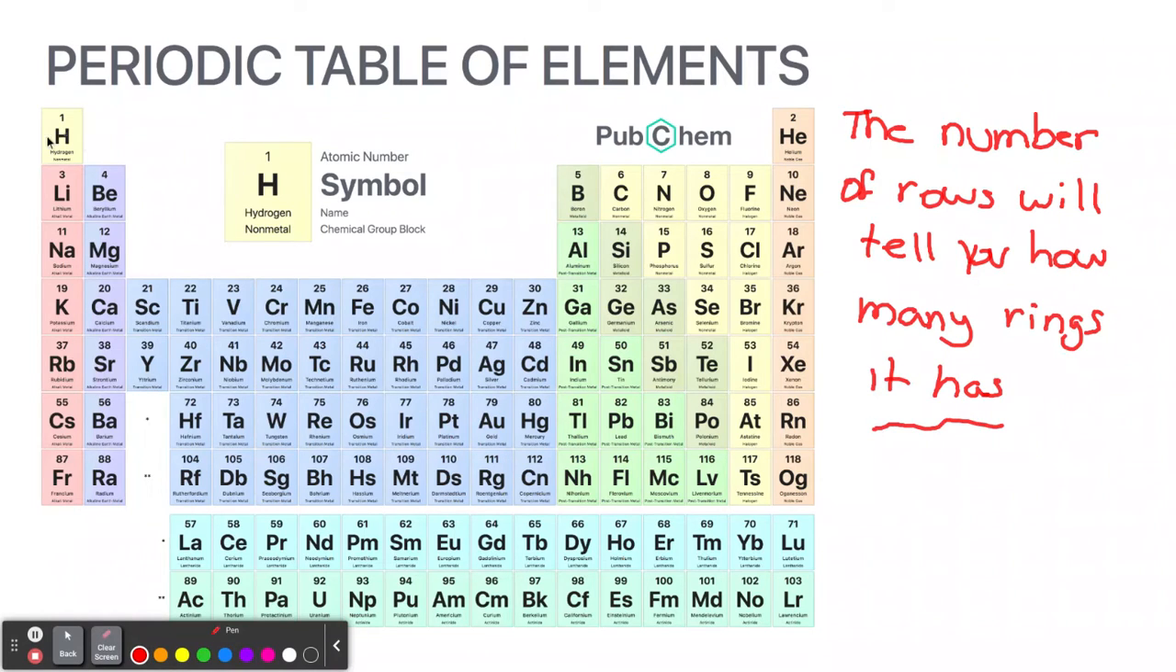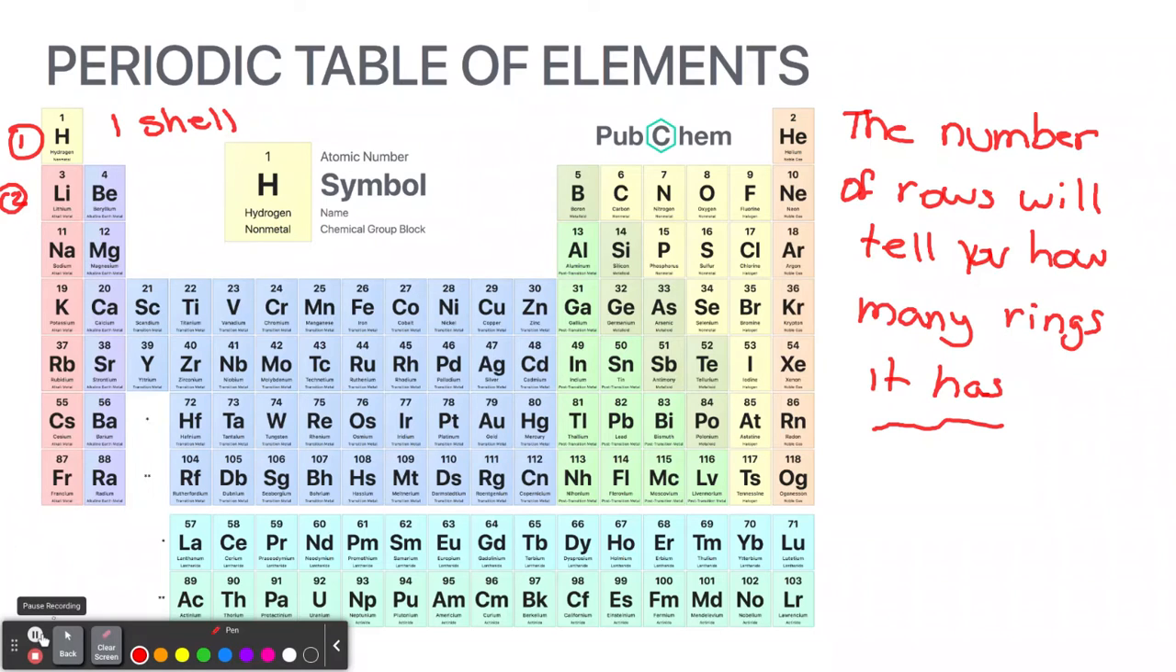So for example, hydrogen's in the first row, so it must have one shell or one orbit. And it does. It only has one shell. It only has one orbit. Same with helium. Helium only has one shell. Whereas lithium here in the second row will have two shells.